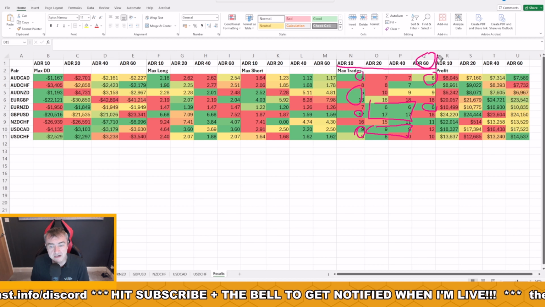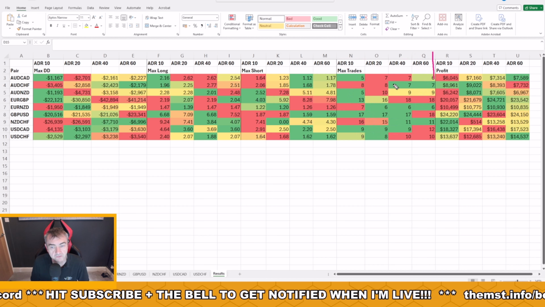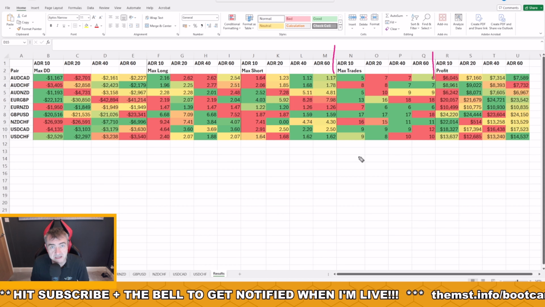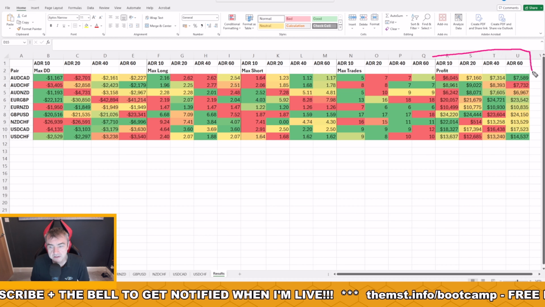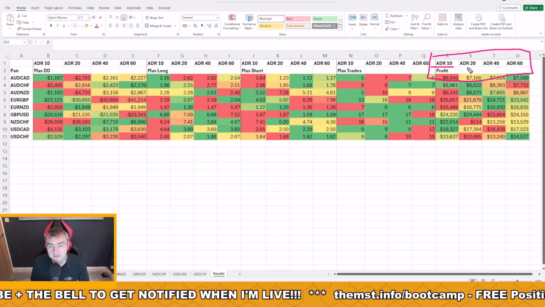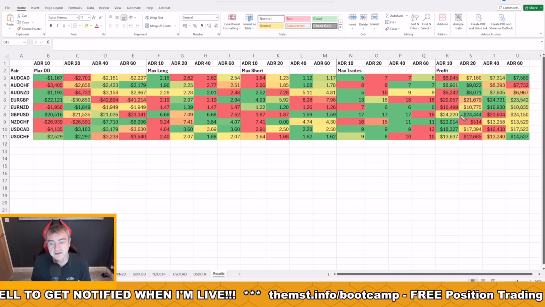So not really much advantage there from a number of trades perspective using ADR 60 or ADR 10. Doesn't really make any difference, does it? Profit. This is what we're all interested in. How much money can you make? And does the ADR number have an impact on the profitability of the strategy?